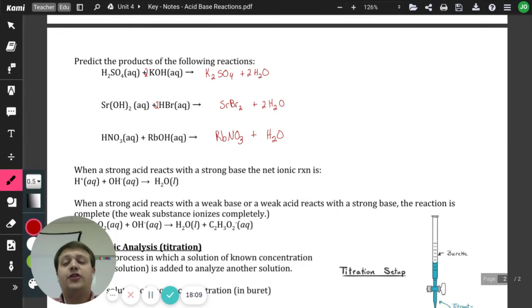So now that y'all have a general idea of how to predict the products for an acid-base reaction, for this neutralization reaction that's occurring, when a strong acid reacts with a strong base, the net ionic reaction is, every single time, H plus OH produces H2O.